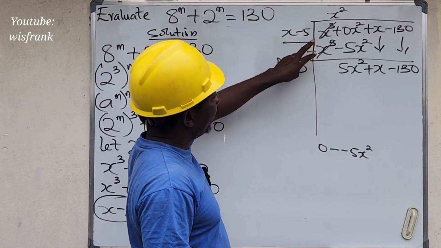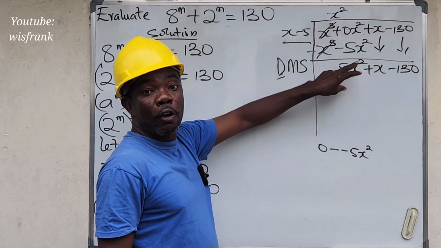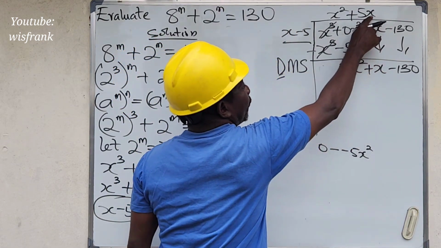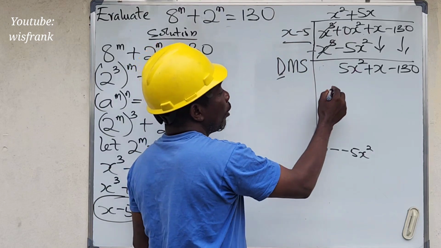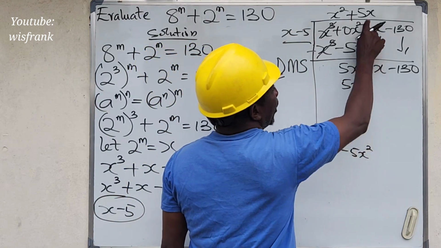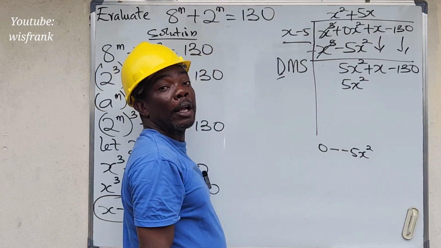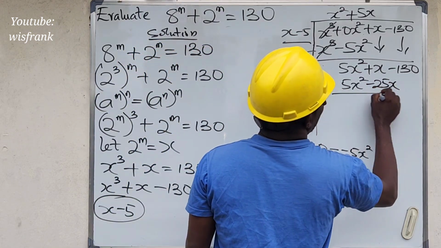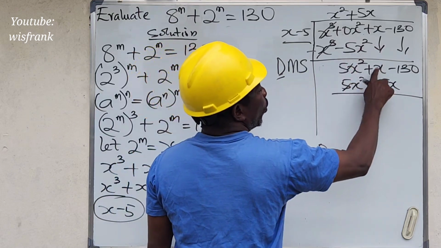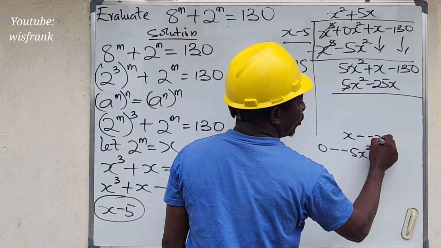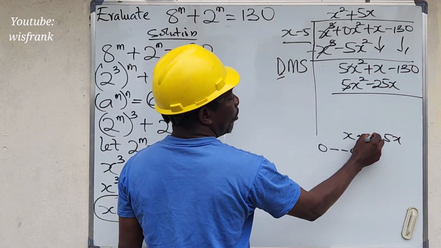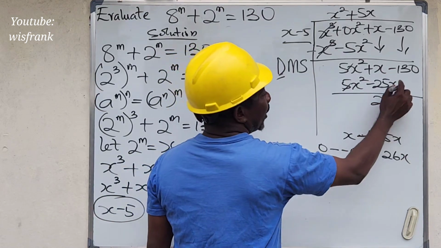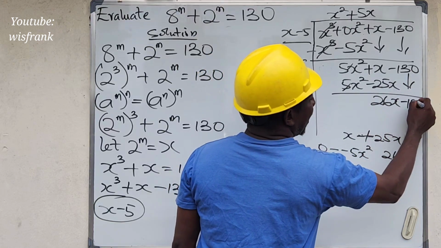So we need to divide again. When we divide, 5x to the power of 2 divided by x will give us plus 5x. Then 5x times x will give us 5x to the power of 2. Then 5x times minus 5 will give us minus 25x. So when we subtract, this will go. We have x minus 25x, this will become plus, so it's going to be 26x. So we have here 26x. Then we bring down minus 130.